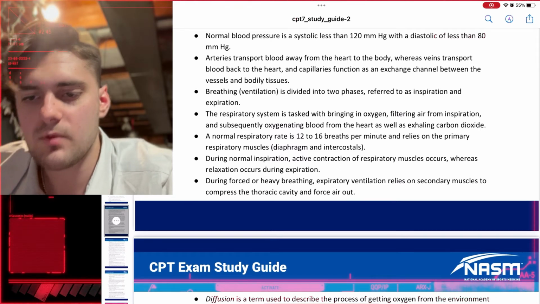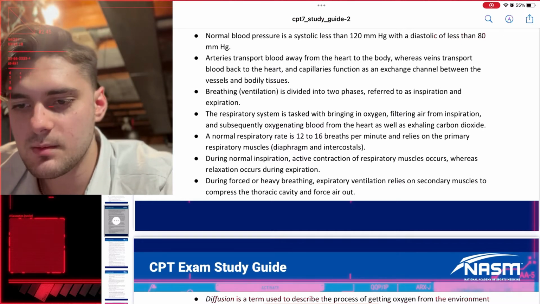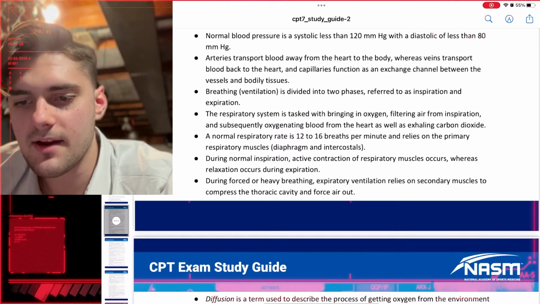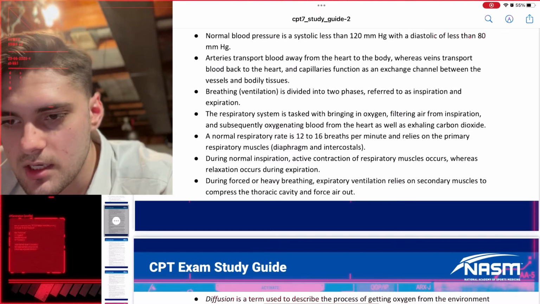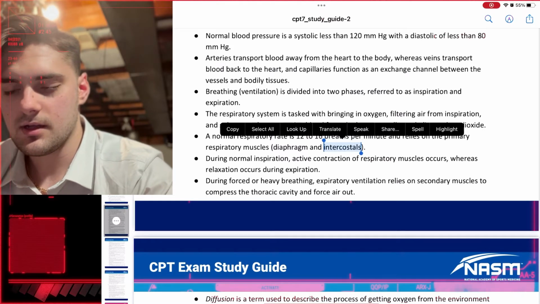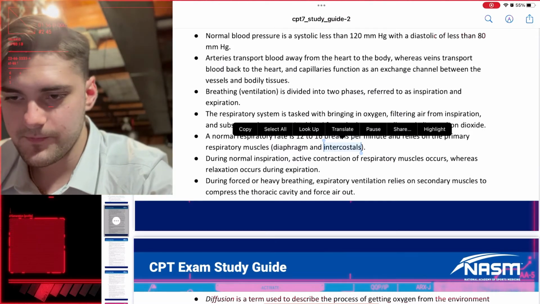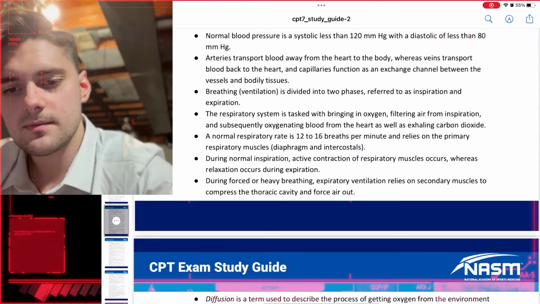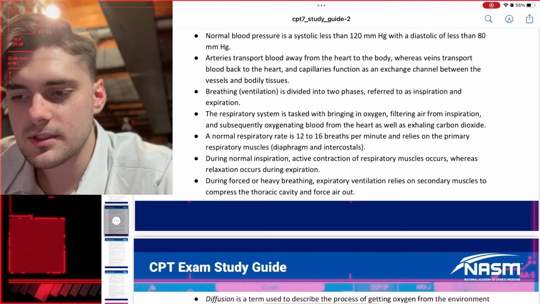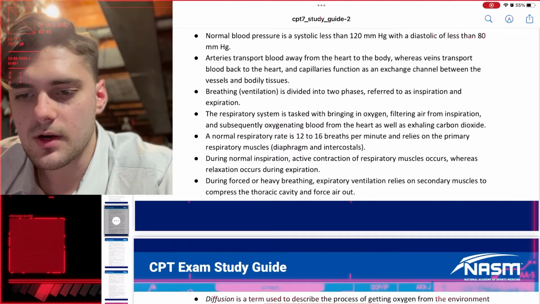A normal respiratory rate is 12 to 16 breaths per minute and relies on the primary respiratory muscles, the diaphragm and the intercostals. I'm going to say costals or coastals. I think it's coastals, but let's verify. We know how to say it: intercostals. During normal inspiration, active contraction of respiratory muscles occurs, whereas relaxation occurs during expiration.